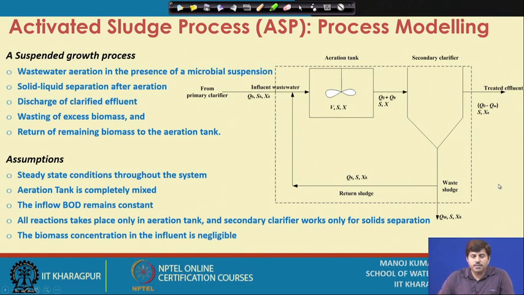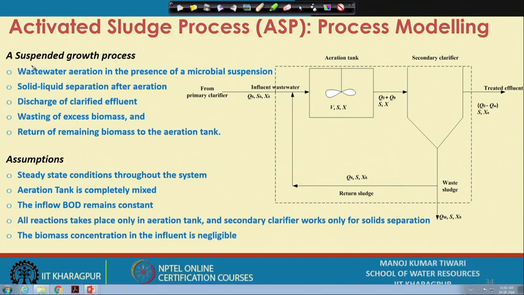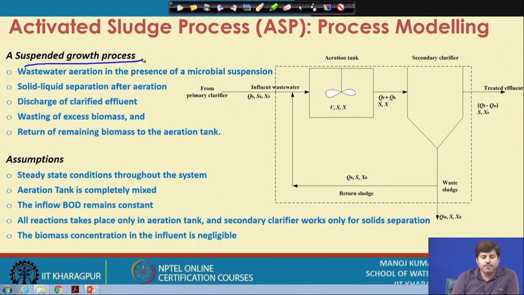Now, let us see how the activated sludge process is designed or modeled. The activated sludge process is typically a suspended growth system, where wastewater aeration in the presence of a microbial suspension is achieved. Solid-liquid separation is achieved after aeration. The clarified or treated effluent goes out from the secondary clarifier. Okay. The excess biomass is wasted, and the required biomass is returned to the aeration tank. So, this is the process that takes place.